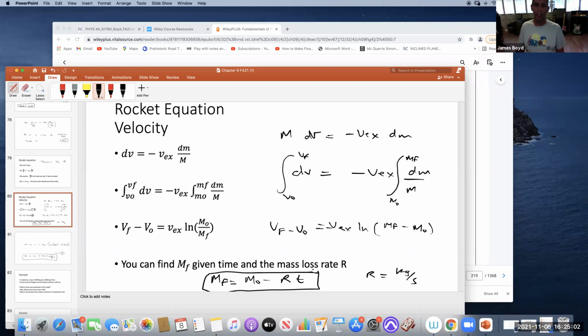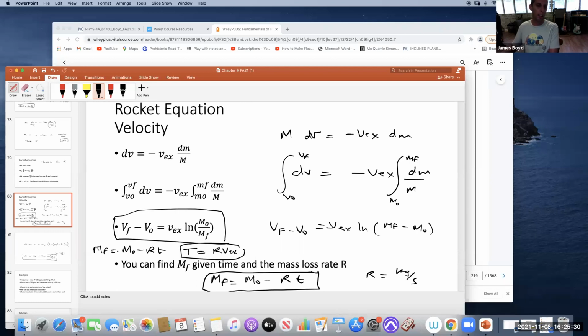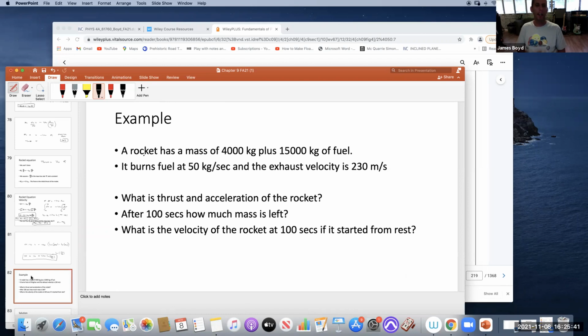And if you know that it starts, say, at rest, you can find the final velocity of a rocket, right? So this equation, m final is equal to m initial minus RT, and this equation, thrust is equal to R VEX. These three equations are really all you need. Maybe you need that thrust is MA. I don't know. All right, so let's look at this.